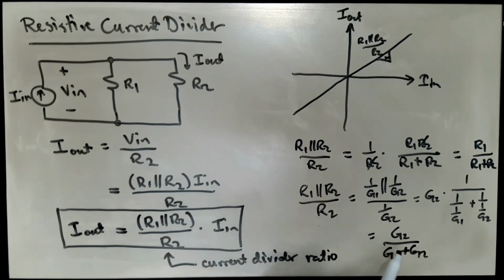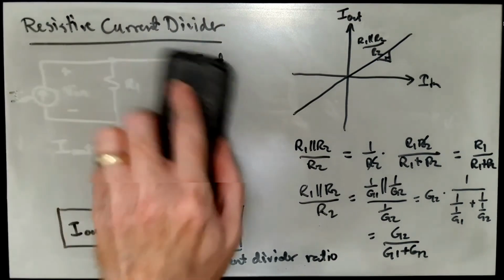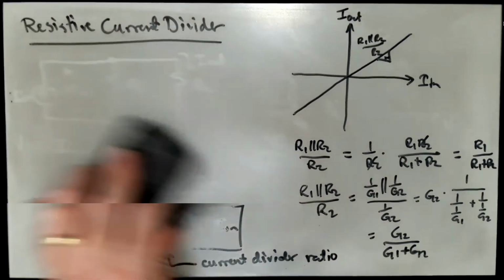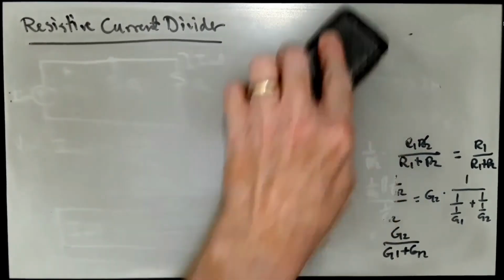So expressed in terms of conductances, we get something that is also quite like the voltage divider ratio, only it's the conductances instead of the resistances. It's the conductance of the branch whose current we care about divided by the sum of the branch conductances. Just like the parallel form, the conductance form also generalizes quite nicely to the n-way current divider. So think about the n-way current divider.